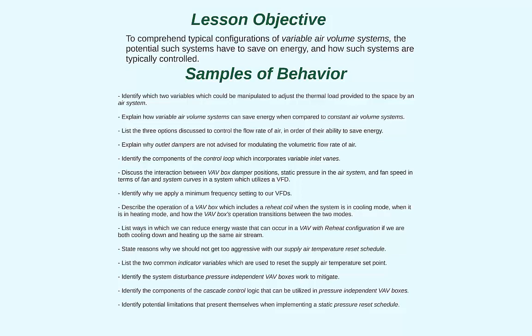State reasons why we should not get too aggressive with our supply air temperature reset schedule. List the two common indicator variables, which are used to reset the supply air temperature set point. Identify the system disturbance, which pressure-independent VAV boxes work to mitigate. Identify the components of the cascade control logic, which can be utilized in pressure-independent VAV boxes. And identify potential limitations that present themselves when implementing a static pressure reset schedule.